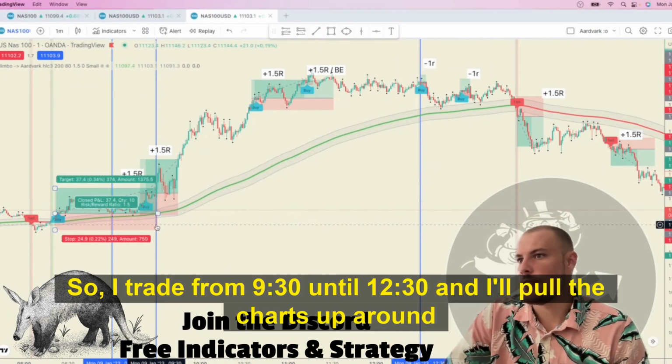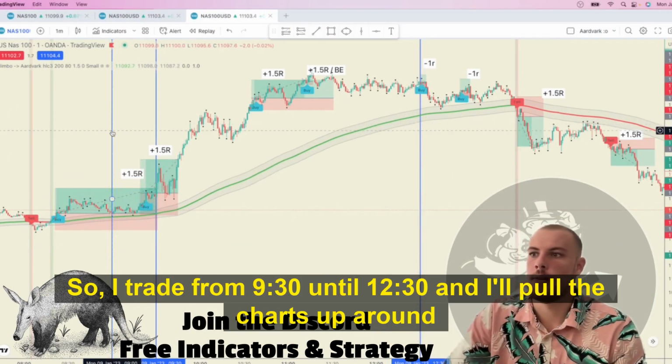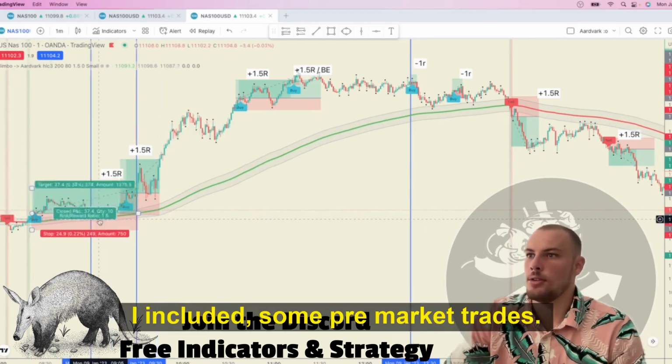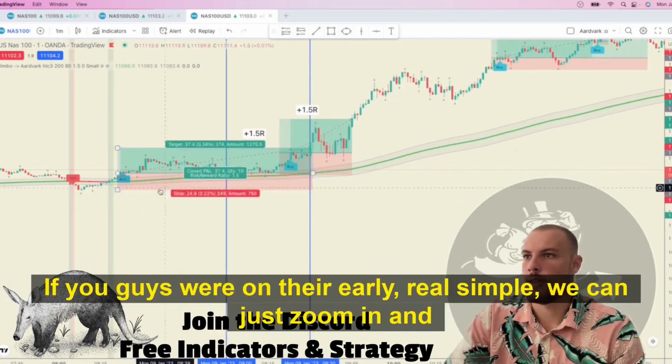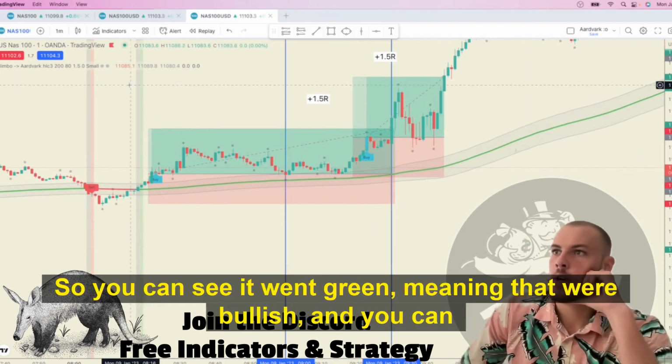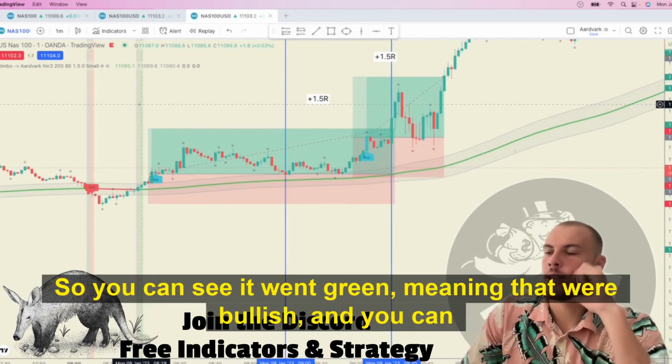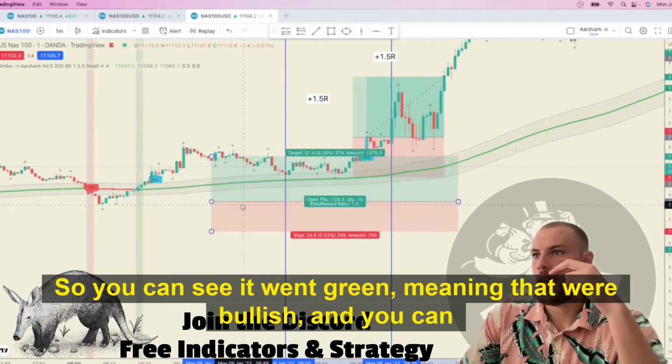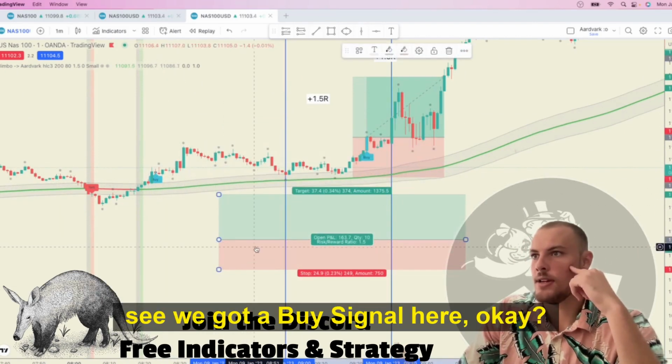So I trade from 9:30 until 12:30, and I'll pull the charts up around 9. I included some pre-market trades if you guys were on there early. Real simple. We can just zoom in and take a look. So you can see it went green, meaning that we're bullish. And you can see we got a buy signal here.